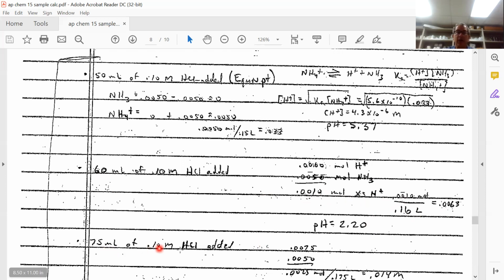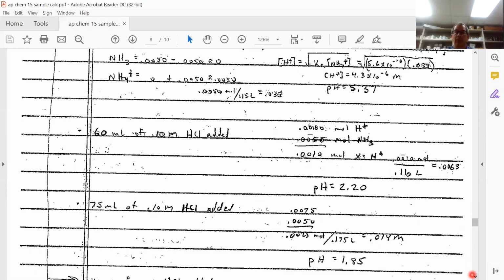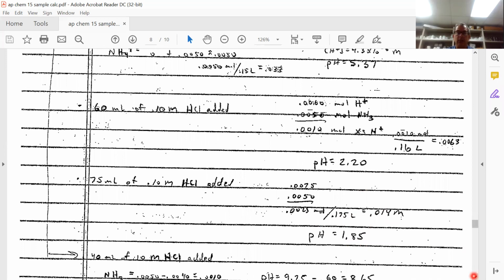And if I went to 75 milliliters of the 0.10 molar, much the same story, except I use 75. So I got 0.025 moles, I have 175 milliliters. So I divide that, and the pH is 1.85. It's already low. It's not going to be able to drop too much further with more excess.